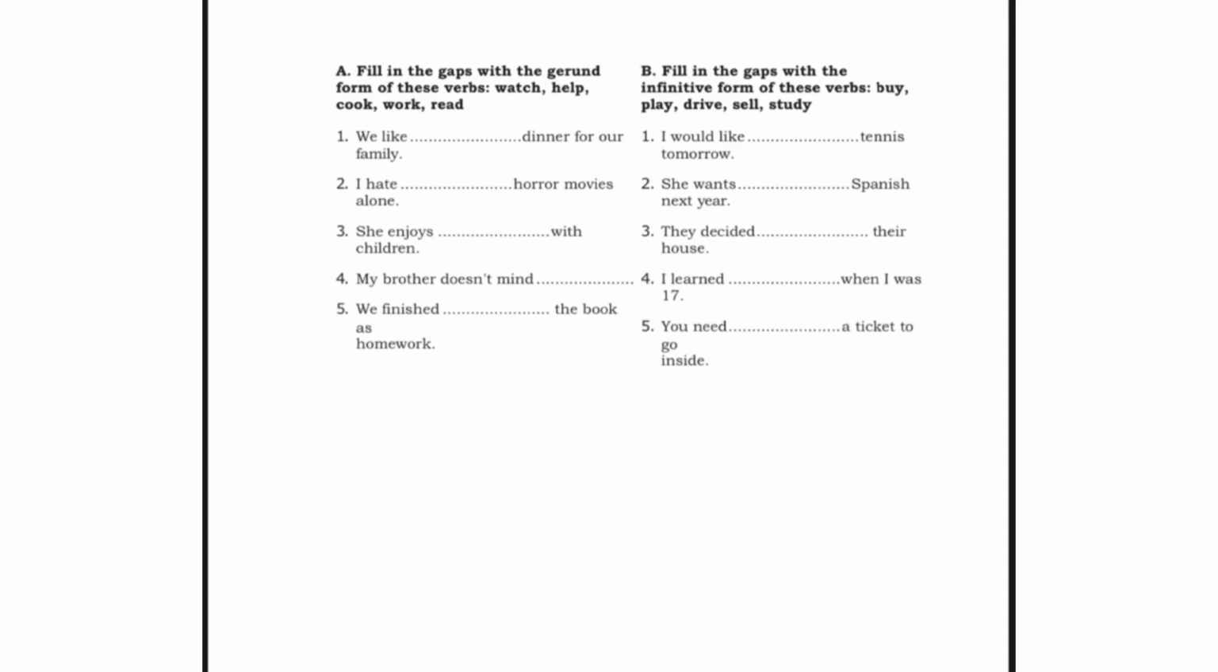Try to fill in the following questions A and B. Question A. Fill in the gaps with the gerund form of this verb: watch, help, cook, walk, and read. Number 1. We like cooking dinner for our family. Number 2. I hate watching horror movies alone. Number 3. She enjoys reading with children. Number 4. My brother doesn't mind helping. Number 5. We finish working the book as homework.